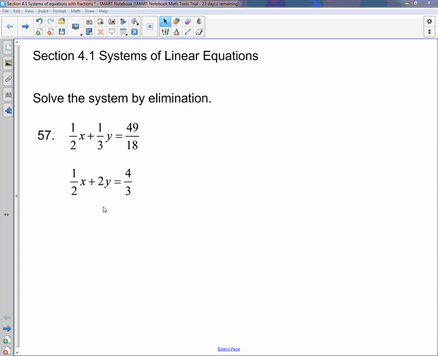Hello class, today we're going to look at a system of equations with fractions involved. I've noticed a few posts in the discussion forum where you're struggling with some fractions. So let's go ahead and look at this one.